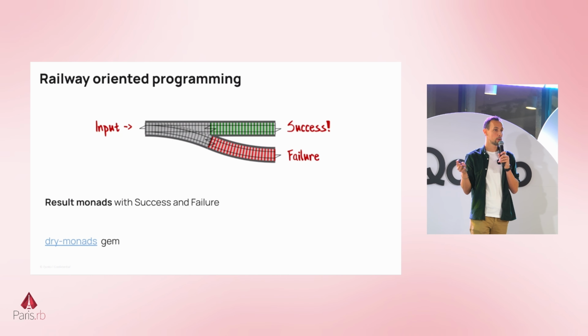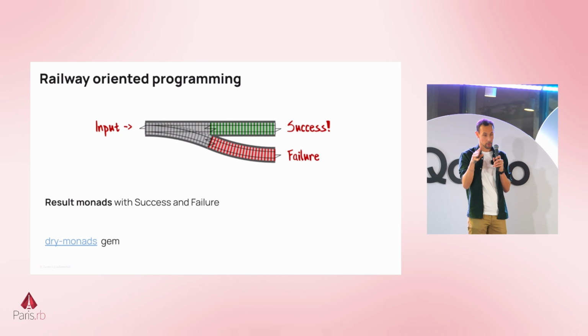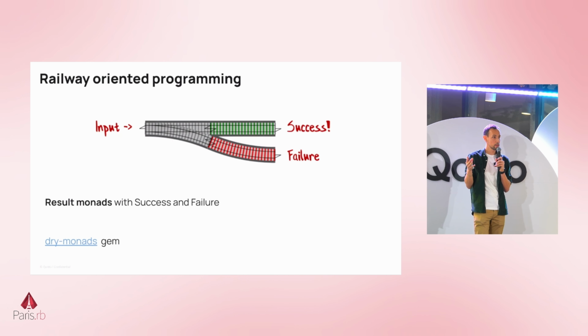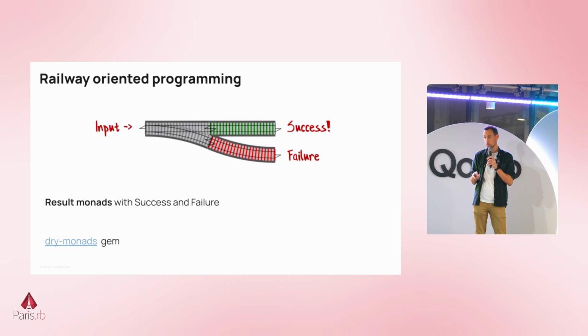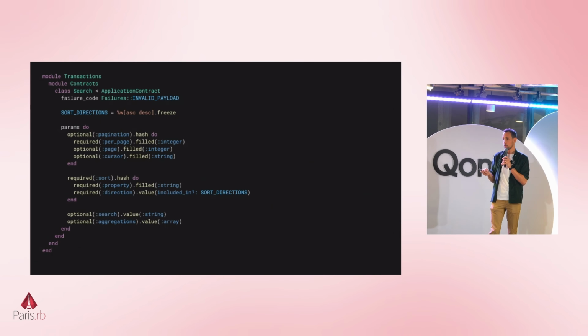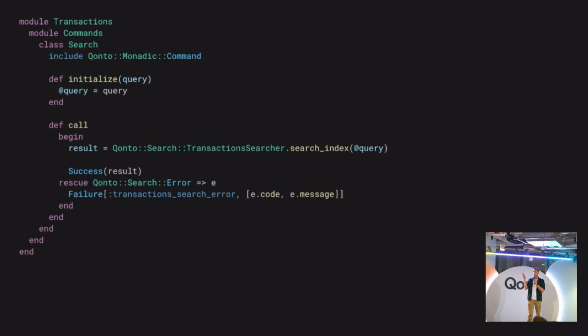So a result monad, you have different types of monad. You have list monad, maybe monad, result monad, whatever. Here we are interested in having this success or failure flow. So for this, it's what we call the result monad. If you call a result monad, it always gives you success or failure. So it's what we have in our examples right here, for example. And basically, we have built our own Qonto monadic gem, which is a private gem that is a wrapper around dry monads, and basically gives us success or failure for every interface that we have.